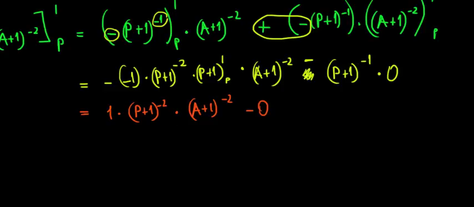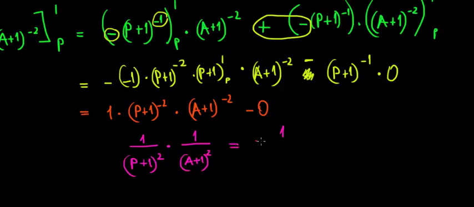So how can we write this in a nicer way? Well, we would have 1 times this power. What is p plus 1 to the power minus 2? That's 1 over p plus 1 square, and the other one is 1 over a plus 1 square. So as a result, we could say it's 1 over p plus 1 to the power of 2 times a plus 1 to the power of 2. And that's it. We are done.